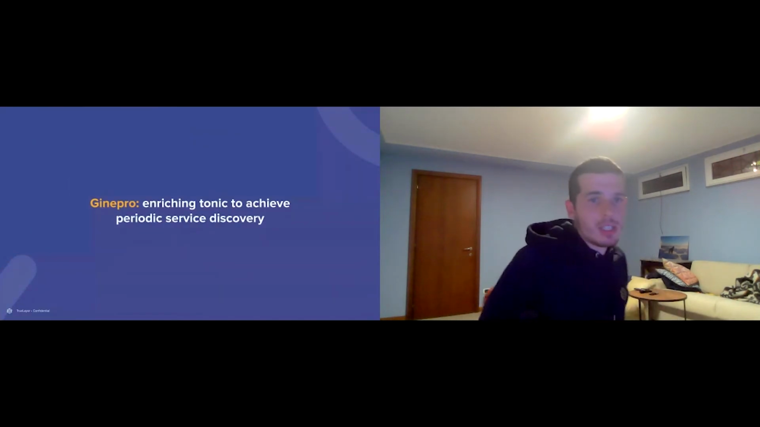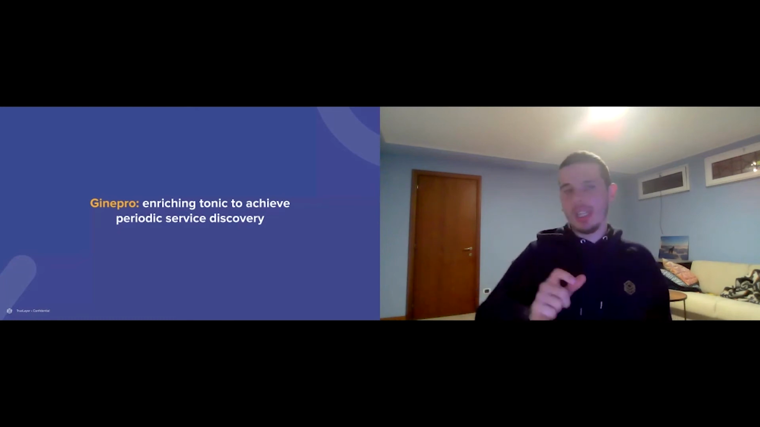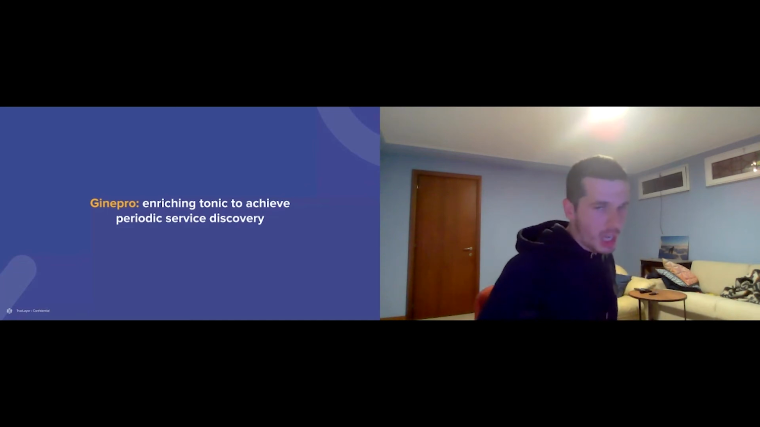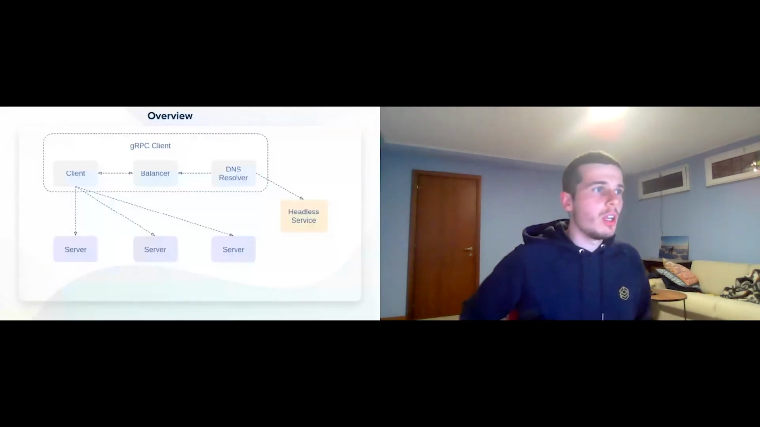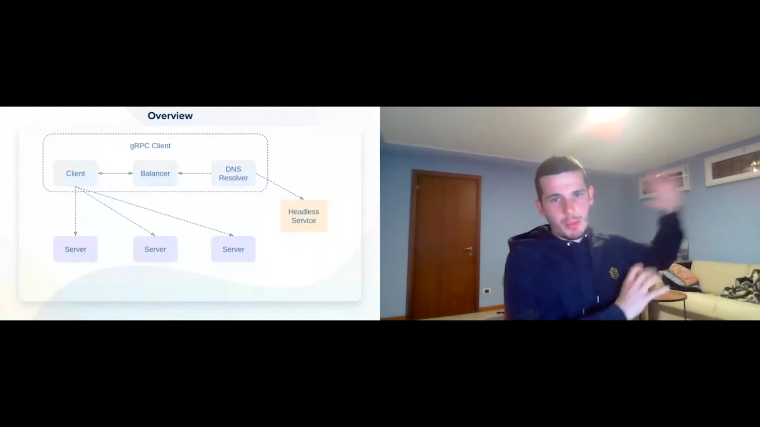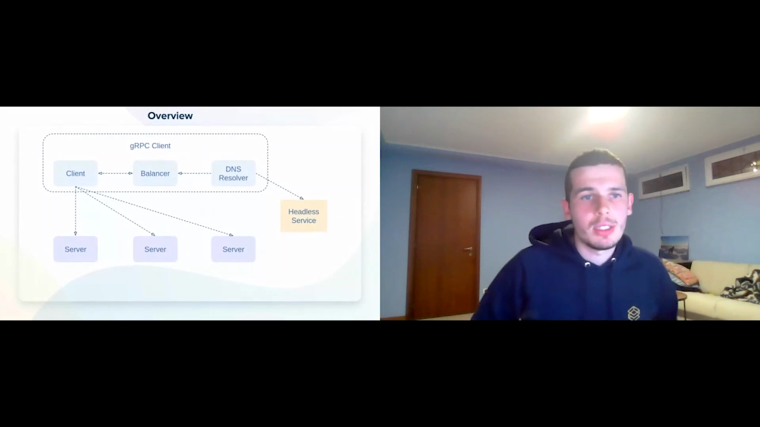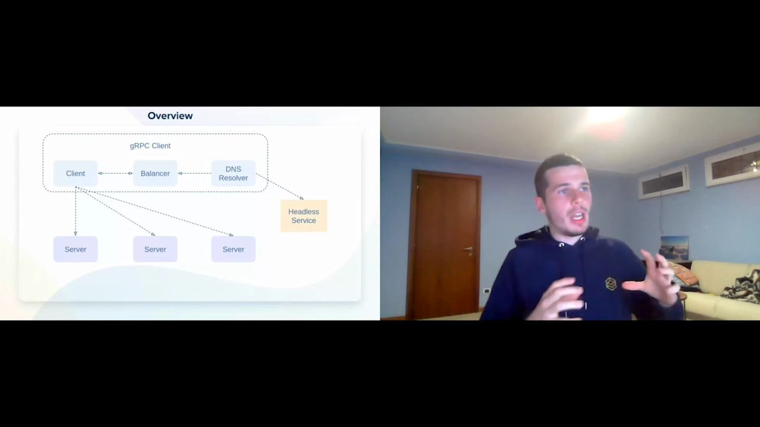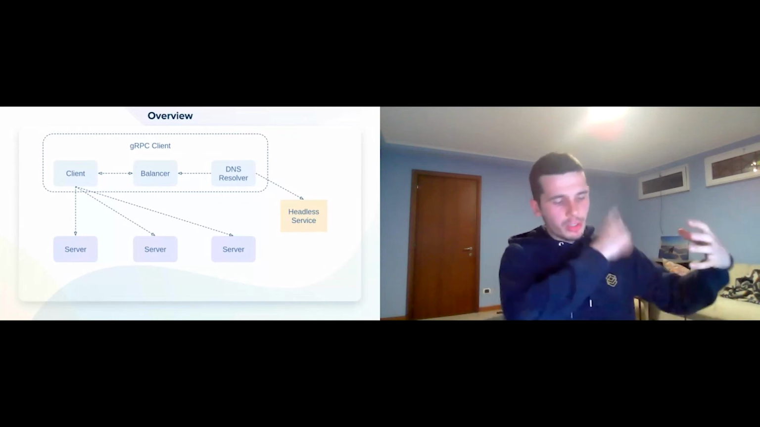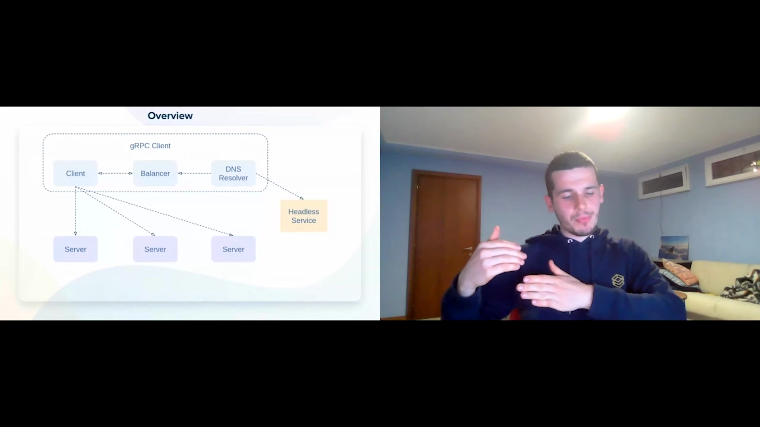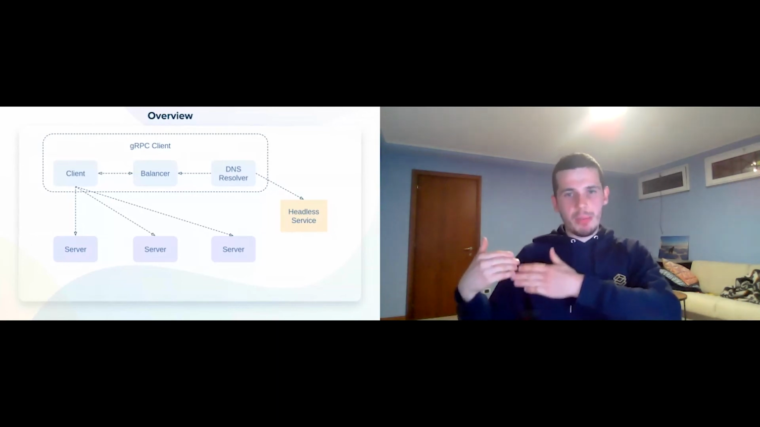So what came from that is we built a small library or a crate in Rust called Ginepro, which means juniper in Italian. And in that library, we enrich Tonic to achieve periodic discovery to have a fully fledged client-side load balancer. So a bit of an overview to fit it in the space of the solution space that we went through earlier: this is client-side load balancing, where we have a DNS resolver that periodically probes a headless service that we have in Kubernetes that has a service name that exposes the set of IPs that is behind that service.